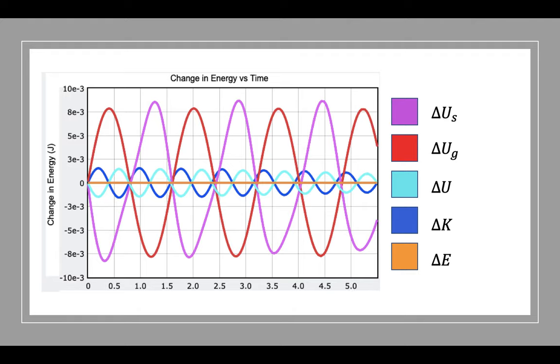Here we can see our energy graph showing the change in the different types of energies versus change in time. The magenta line indicates spring potential energy. The red line indicates gravitational potential energy. The cyan line indicates total potential energy. The blue line indicates kinetic energy. And the yellow-orange line indicates the total energy of the system. Gravitational potential energy and spring potential energy add up to equal total potential energy. And as we can see, total potential energy and kinetic energy oscillate with equal amplitudes but in opposite directions. As a result, the total energy of the system is equal to 0.